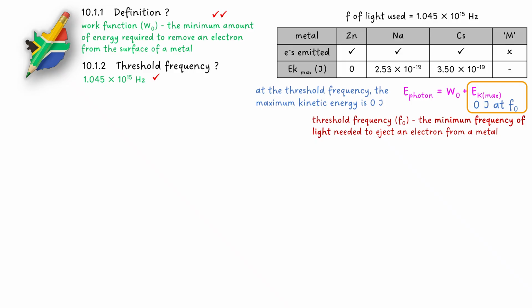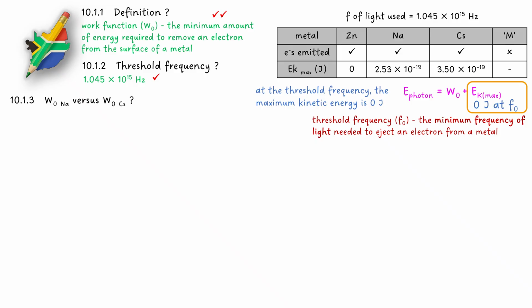So from the table, when zinc has a kinetic energy of 0, we can deduce that the threshold frequency of zinc must be equal to the frequency of the incident light, which is 1.045 times 10 to the 15 Hertz.